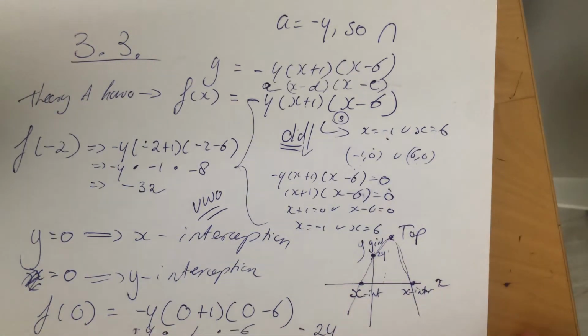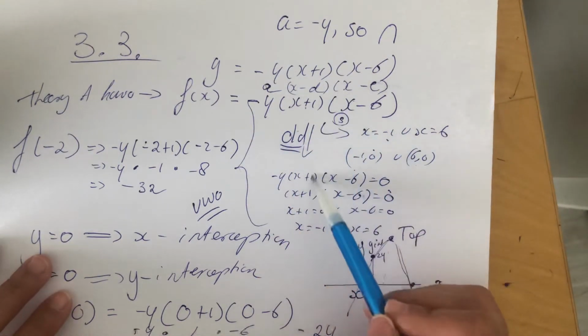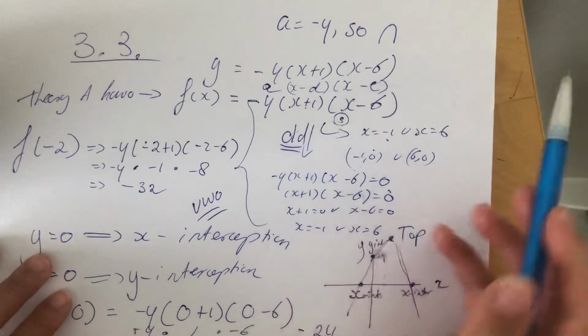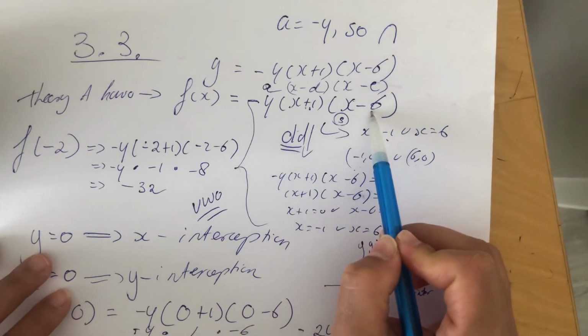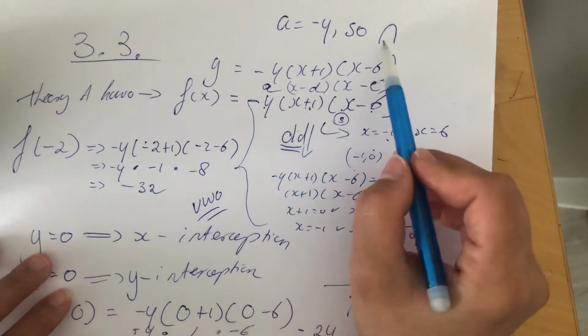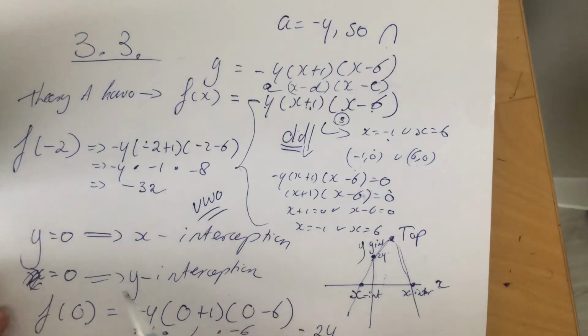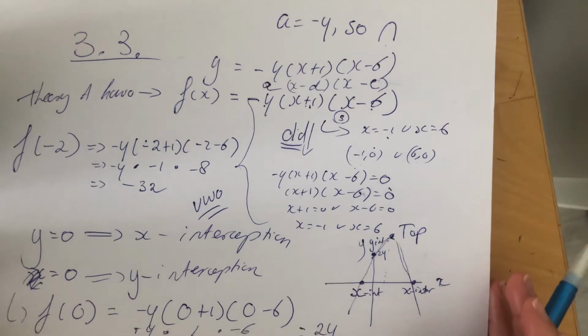So please remember, always remember, when you have this generic form, you don't need to do this. You'll know exactly, the x-intercepts are -1 and +6. The A is less than 0, so it's a cap. Finding the y-intercept, you have to fill in x is 0. And finding the top, that is something you already know.